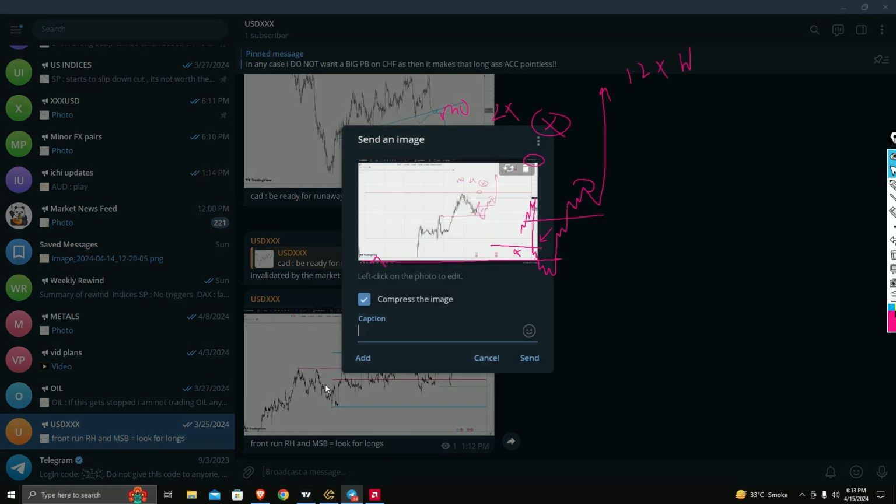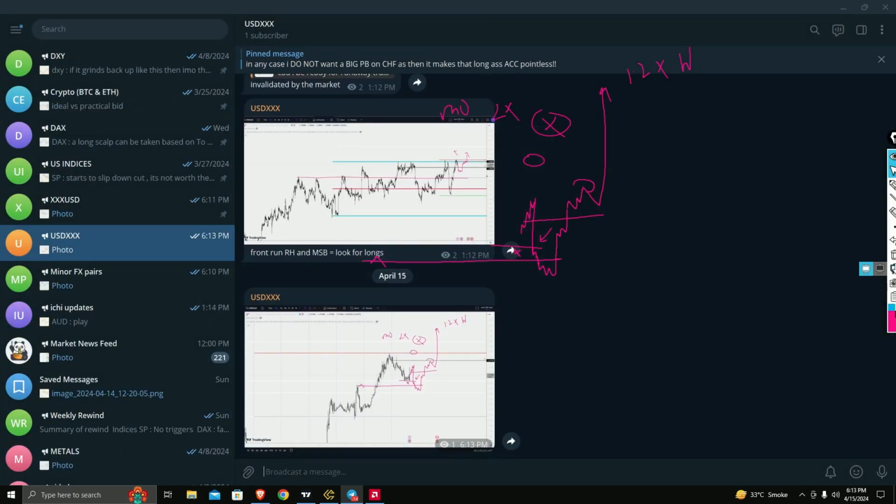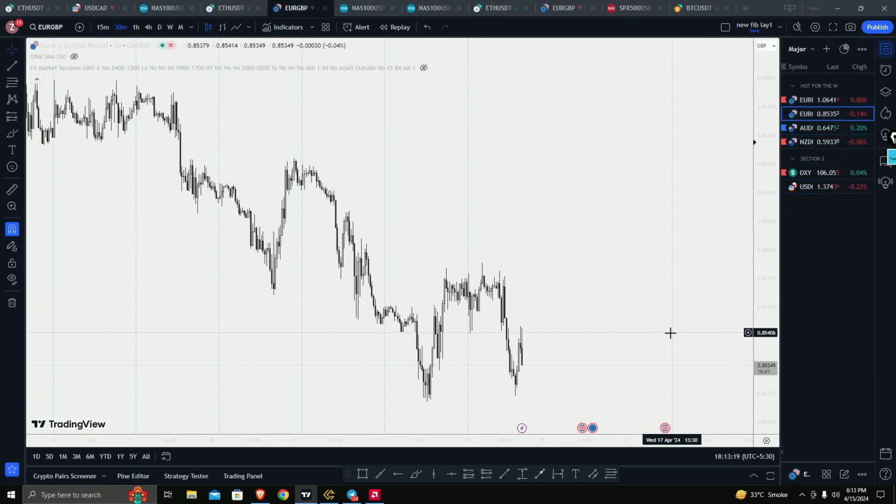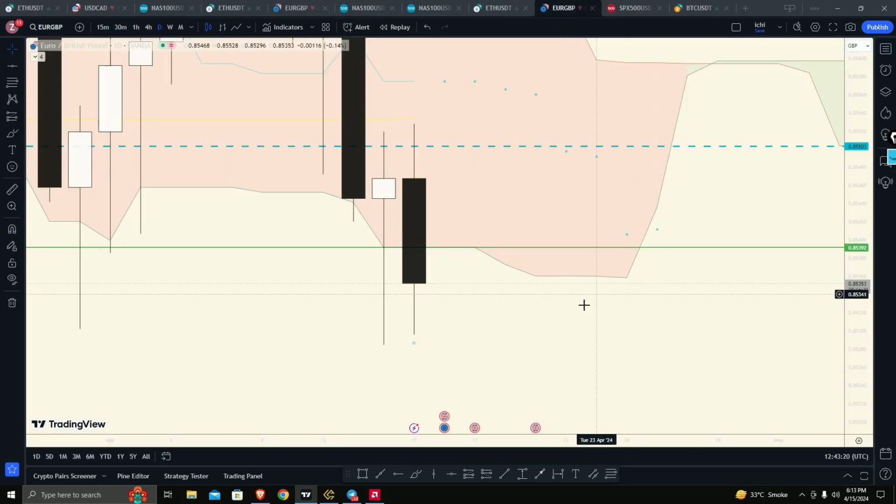These are the USD XXX. Again, not going to write anything. I'm too lazy today. So then that's it for the currencies. Is there anything else I need to go over? I don't think so. Okay.